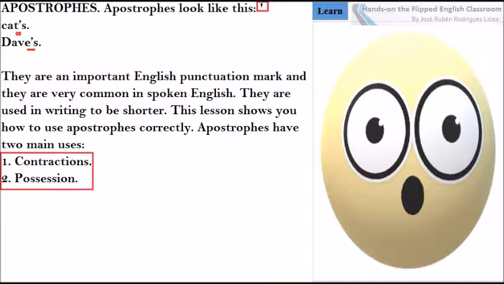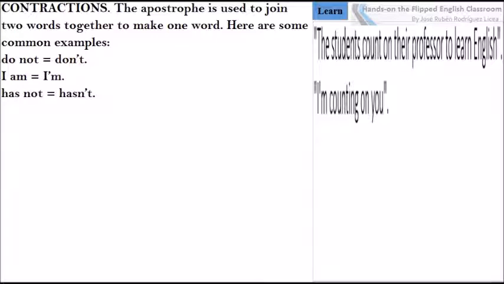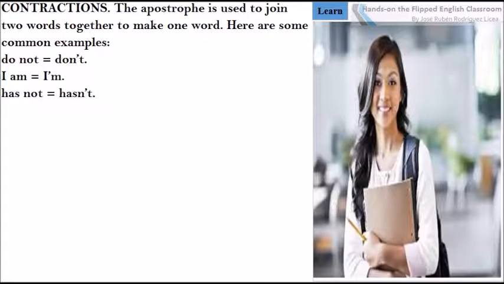Apostrophes have two main uses: 1. Contractions. 2. Possession. Contractions. The apostrophe is used to join two words together to make one word. Here are some common examples: do not equals don't. I am equals I'm. Has not equals hasn't.